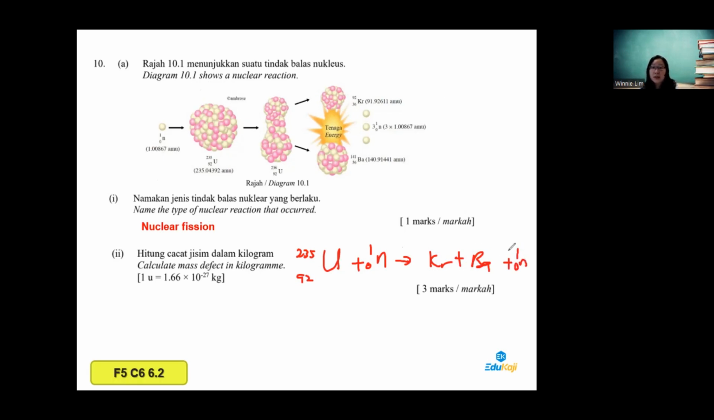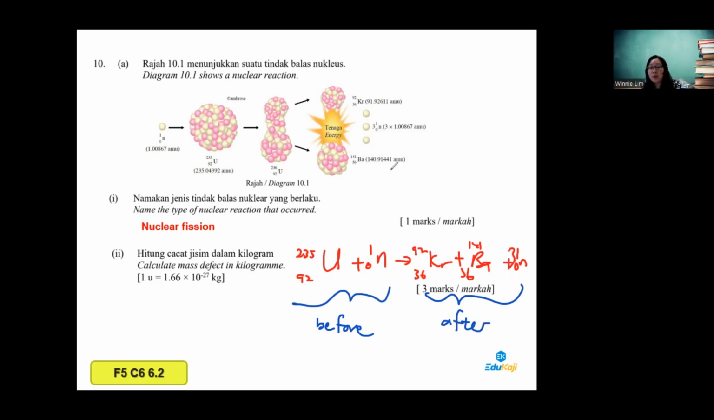So this is 3 in front. The barium is 141.56, krypton is 92.30. So how do you get mass defect? This is before, this is after. You total up the mass before minus the after one, the product, the daughter nuclei. You will get the mass defect.